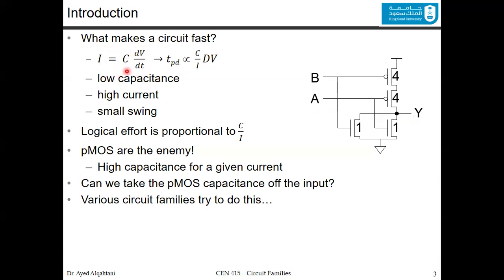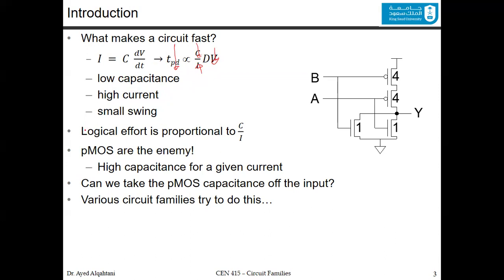This means if we rewrite this equation, the delay, denoted by the propagation delay, t_pd, is proportional to C over I, the capacitance over the current, multiplied by the difference in the voltage. So we should target lower capacitance to get low propagation delay. We should have low capacitance, high current, and also a small swing, the difference in the voltage, so we don't swing that much.